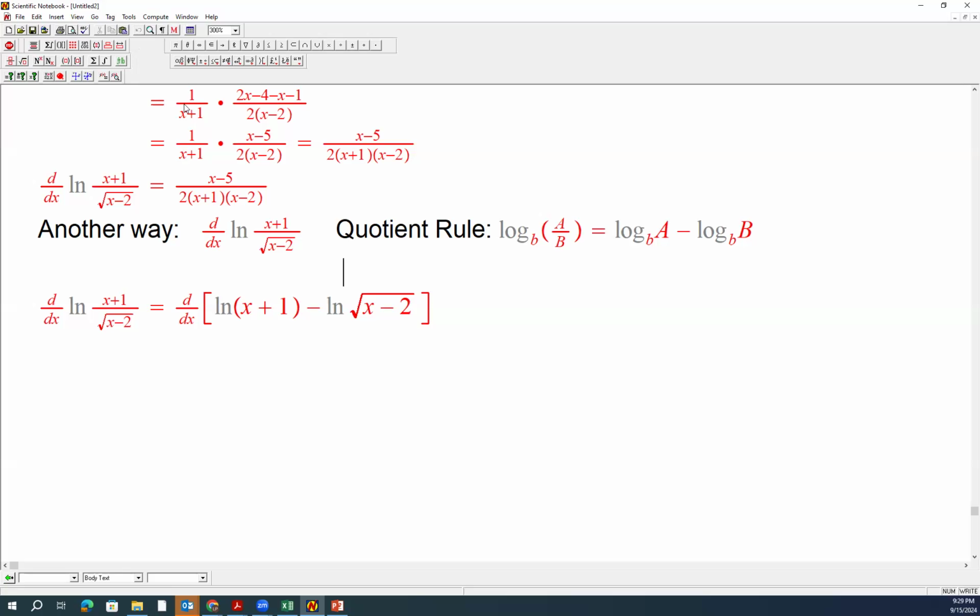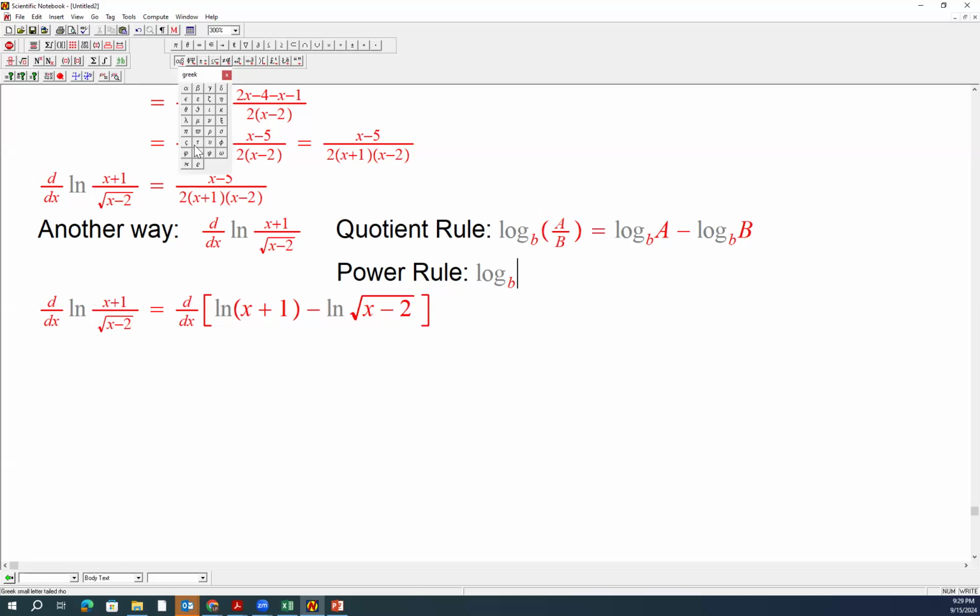What is the power rule of logarithm? Power rule says for any base, if I have, say, I'm going to use an interesting symbol, omega to the power of k, then I can bring the power down: k times log base b of omega.